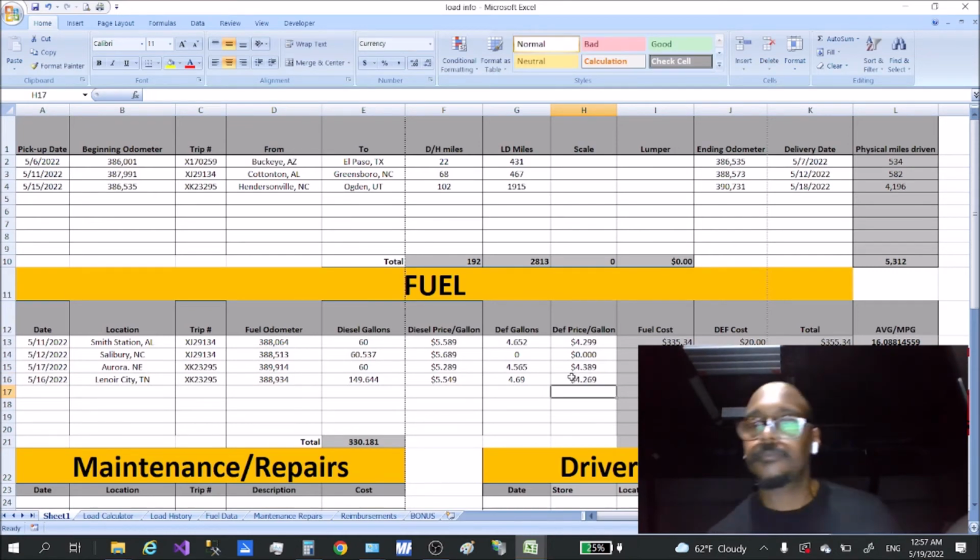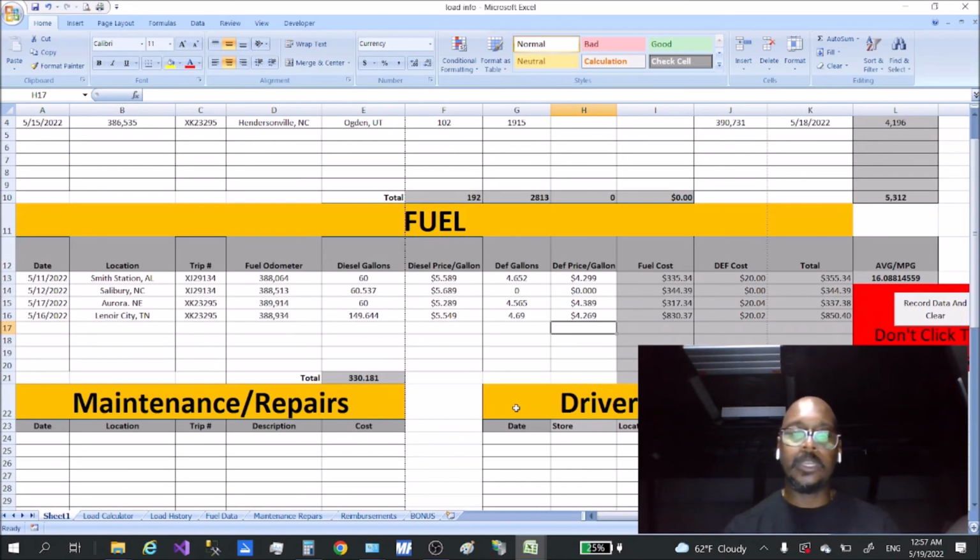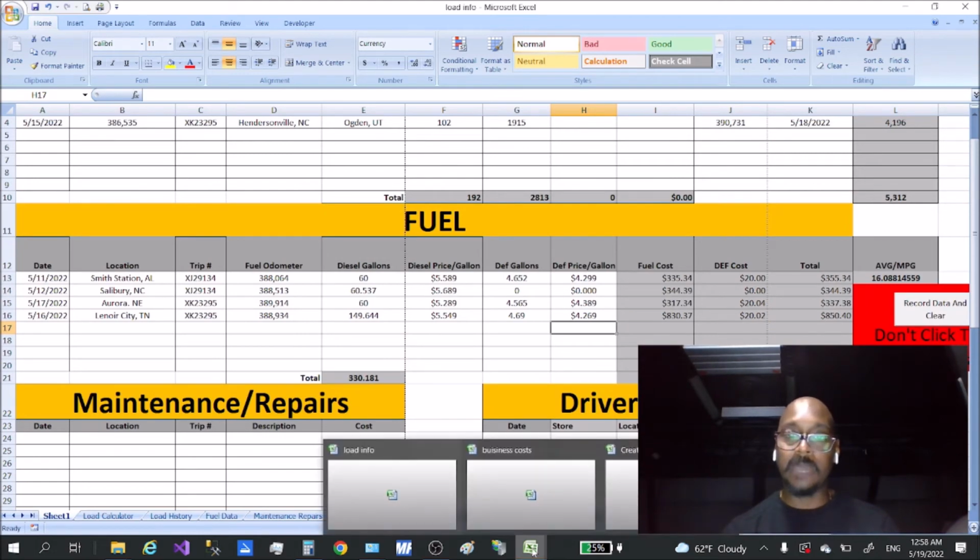All right. Look at that. My fuel costs $830. Yep, $830. All right, so now we've taken care of that. Let's go ahead and see how much money we made.